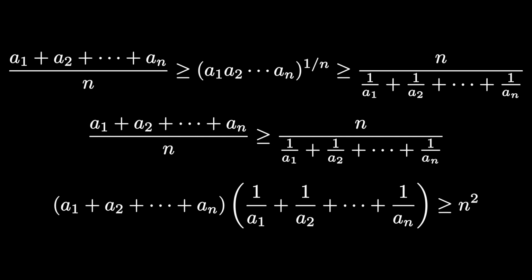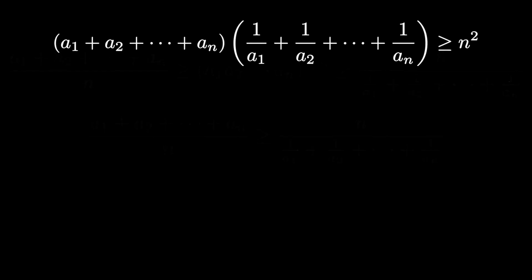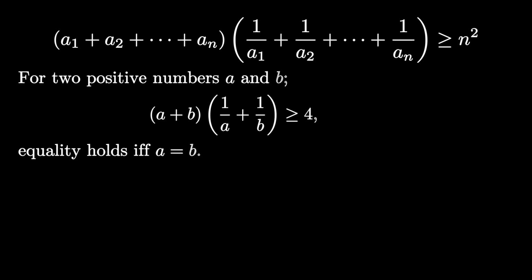equal to n squared. In other words, for positive numbers a1, a2 up to an, we have (a1 plus a2 up to an) into (1 over a1 plus 1 over a2 up to 1 over an) is greater than or equal to n squared. In fact, this inequality is so important that I would like to show you a couple of special cases for 2 and 3 numbers.